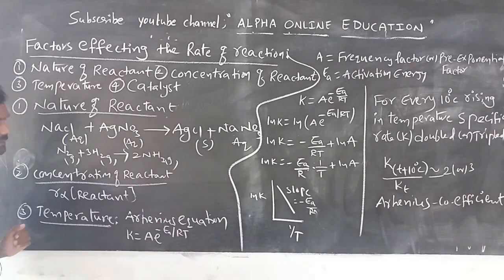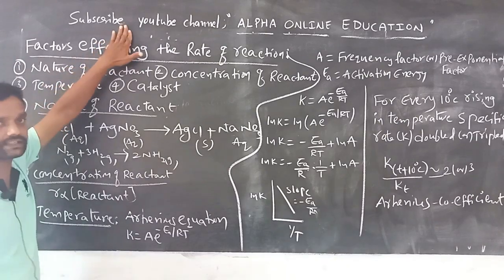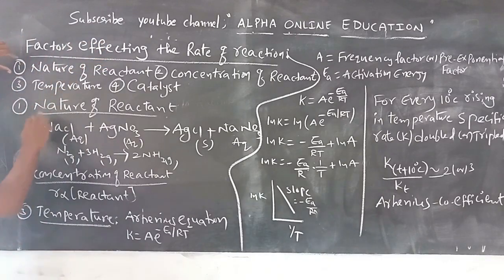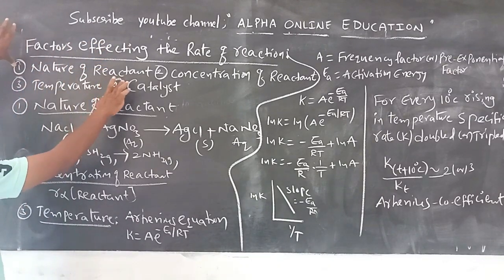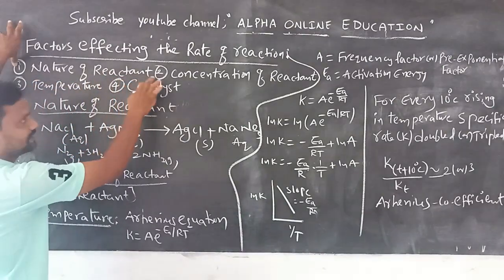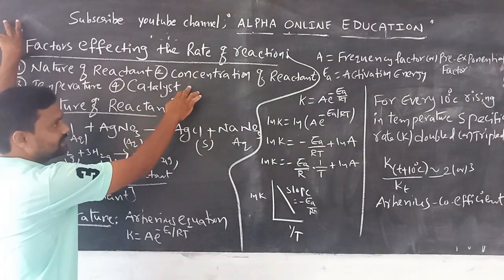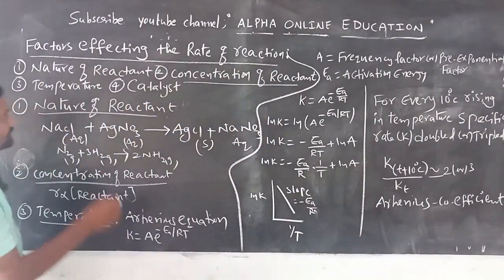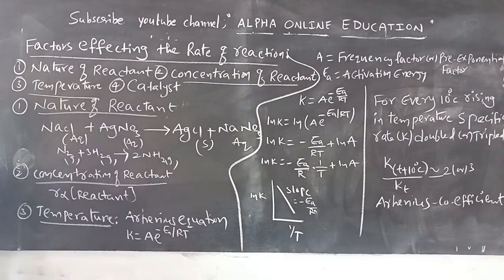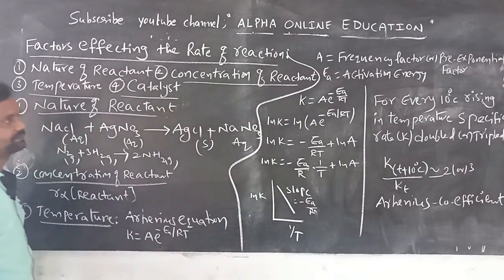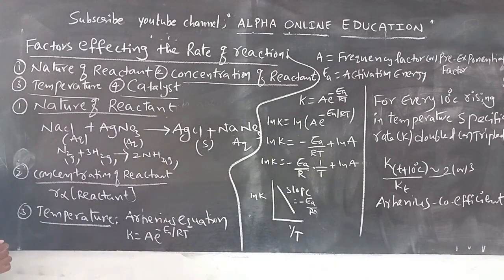Let us observe which types of factors are affecting the rate of reaction. There are four types of factors. The first factor is the nature of the reactant. The second factor is the concentration of the reactant. The third factor is the temperature of the reaction. And the fourth factor is the catalyst.